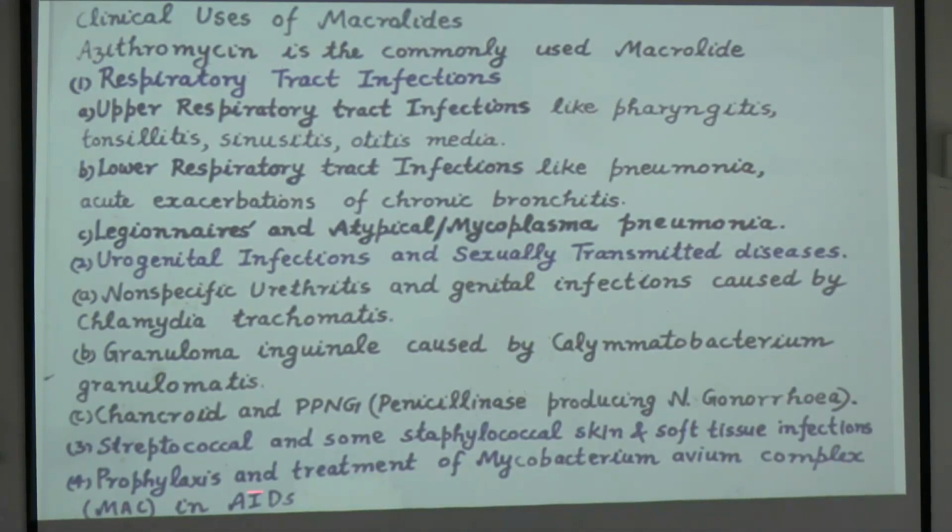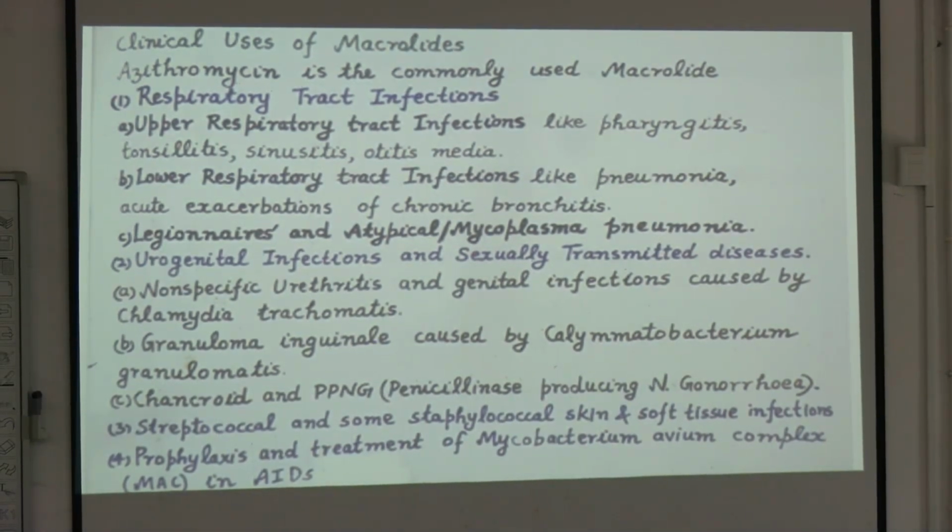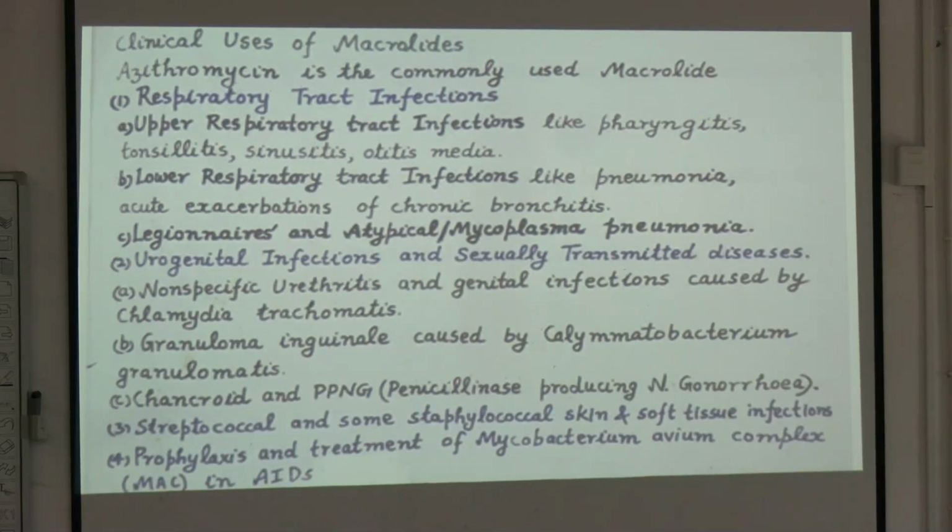Mycobacterium avium complex, this is a type of mycobacteria infection that occurs in immunocompromised AIDS patients. In them, azithromycin and other macrolides, particularly azithromycin and clarithromycin, are used for providing prophylaxis. Low dose regular therapy is given to protect them from severe infection.